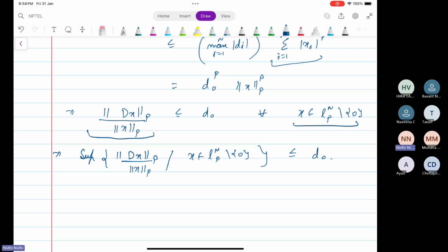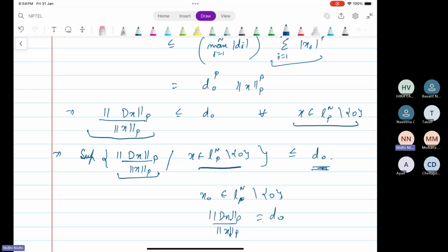Now if I can find a vector x naught in l^n_p minus 0, such that ||Dx||_p / ||x||_p is equal to d naught, in that case we get this supremum is attained, because this is less than or equal to d naught for every x in l^n_p minus 0. If I can find some x naught where this supremum is attained, that means it is the maximum and that is equal to our norm. Is it fine with everyone that if I can find a vector x in l^n_p minus 0 such that this ratio is equal to d naught, then our supremum will also be equal to d naught?